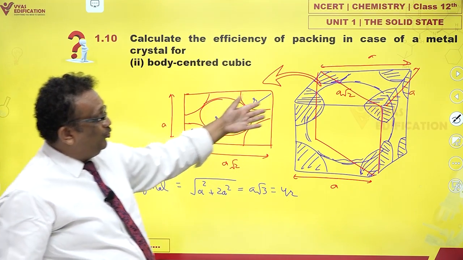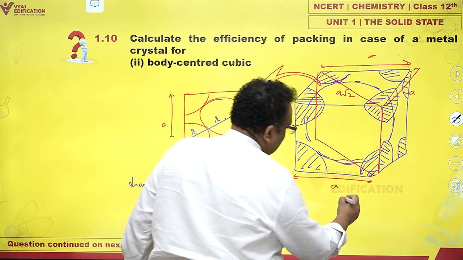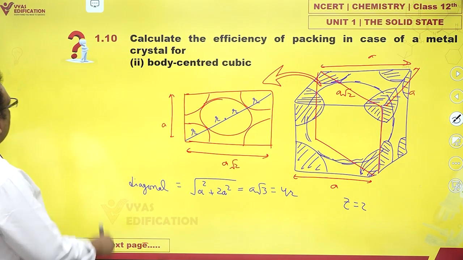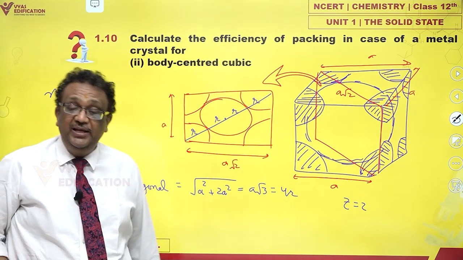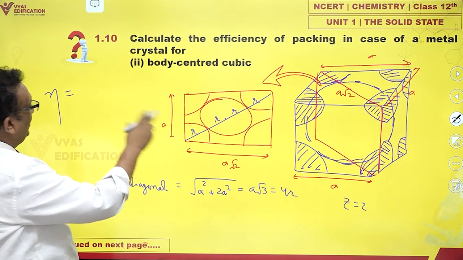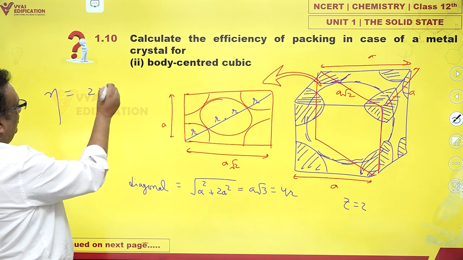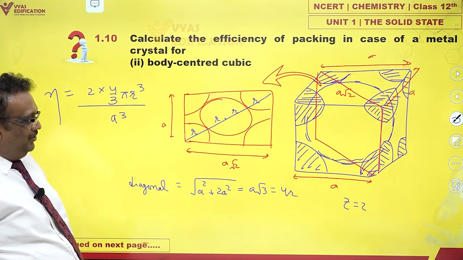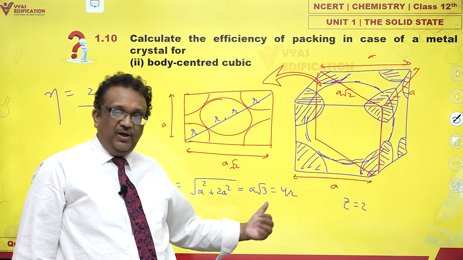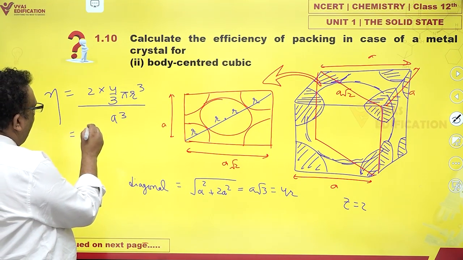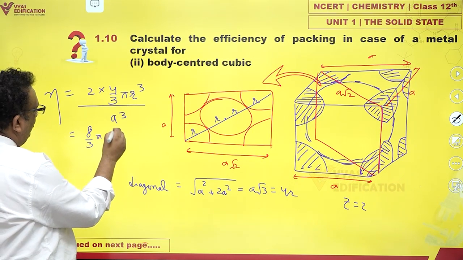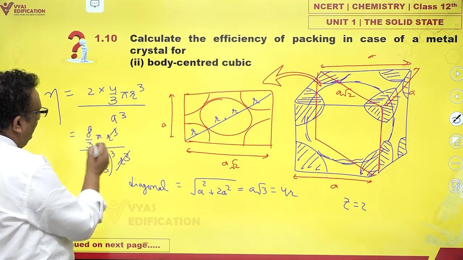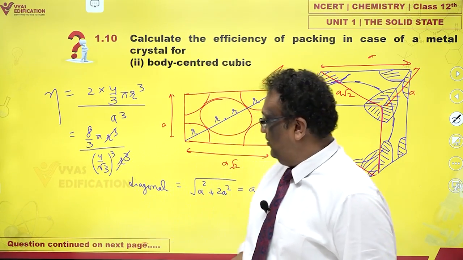What is the occupancy of this unit cell? Occupancy is 2. One at the body center and one at the corners, 1/8 into 8. So if you talk about packing efficiency eta, what would be eta? Eta would be number of atoms within the cube, which is 2, into 4 by 3 pi r cube, the volume occupied by them, divided by A cube, right? And what is A cube? A is 4 by root 3 R. So this is 8 by 3 pi r cube divided by 4 by root 3 R, cubed. Such an ugly thing.